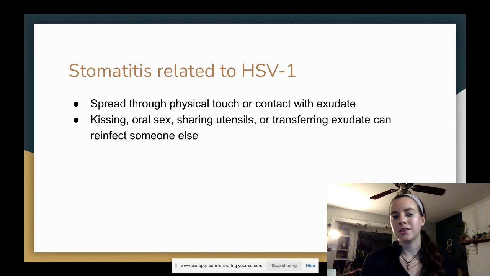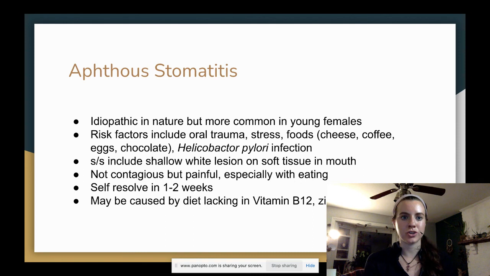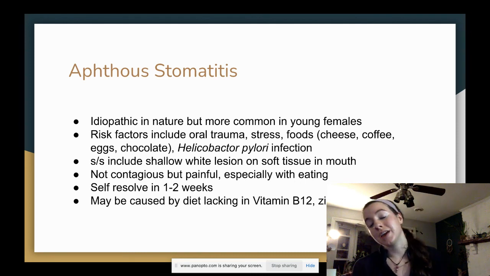So here we see different ways that it's spread: kissing, oral sex, sharing utensils, or transferring that exudate like I mentioned earlier. Moving on to aphthous stomatitis, or canker sores.